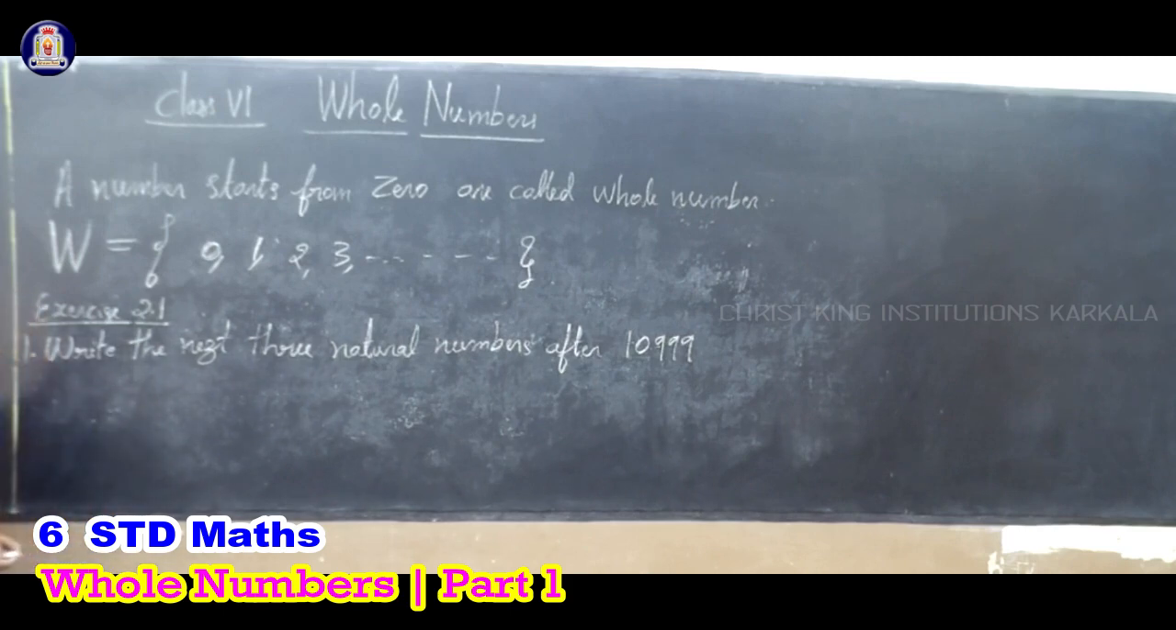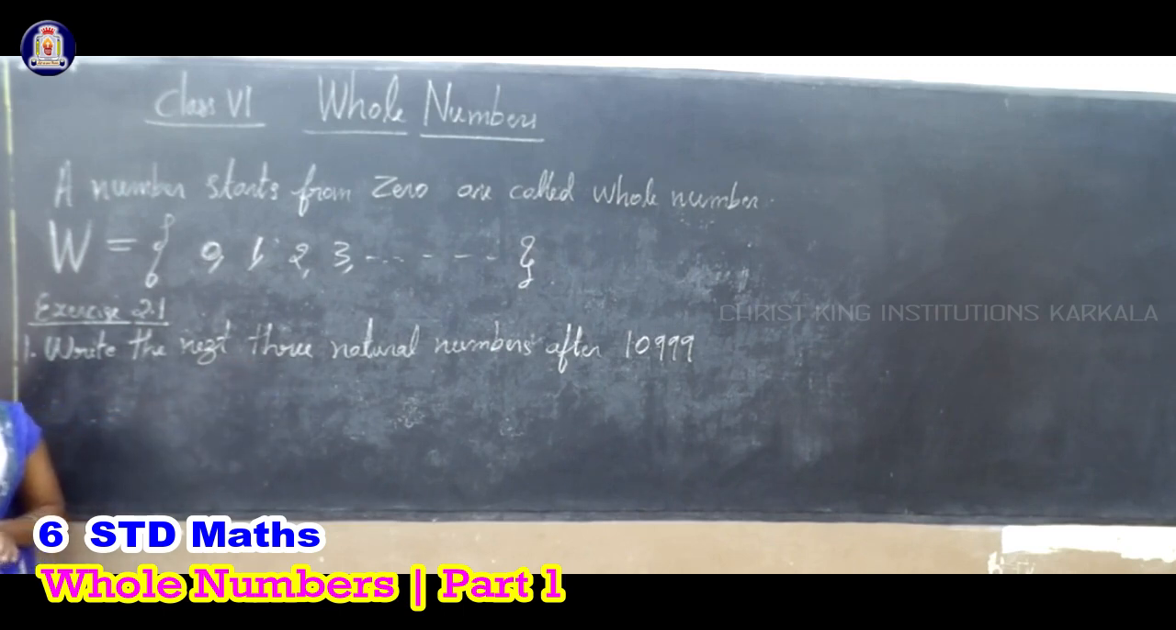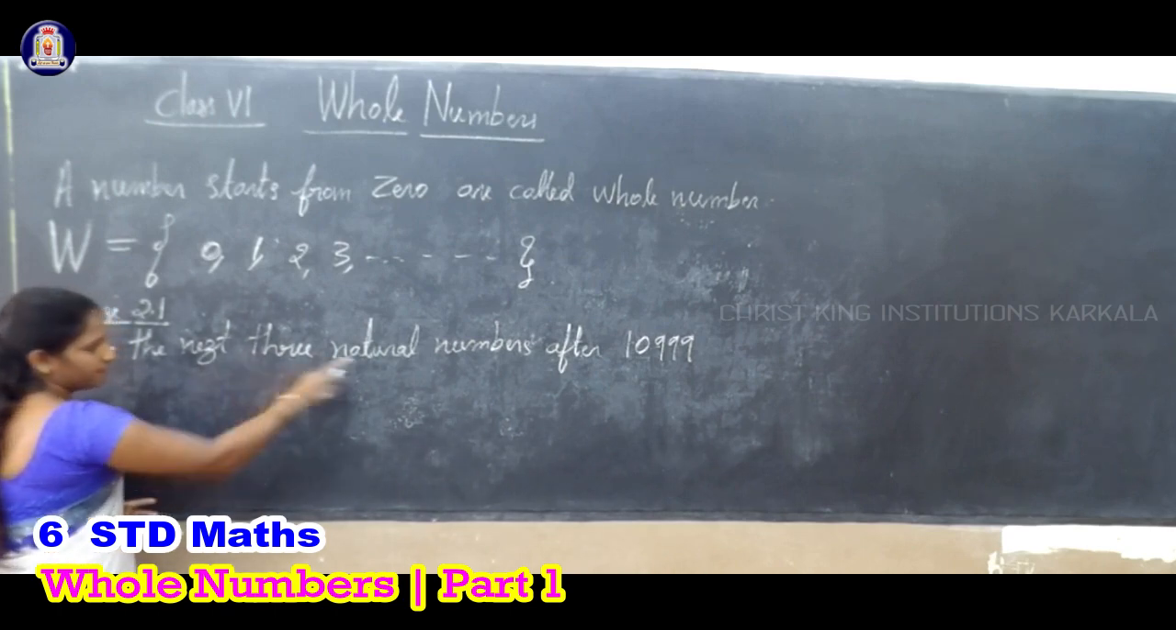Okay. Now see the questions. First we are going to solve exercise sums. First one: write the next 3 natural numbers after 10,999. So what we have to write? Next 3 natural numbers after 10,999. We know that after means successor of this number.